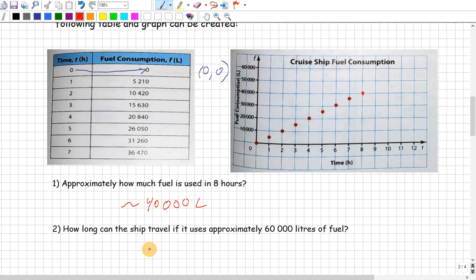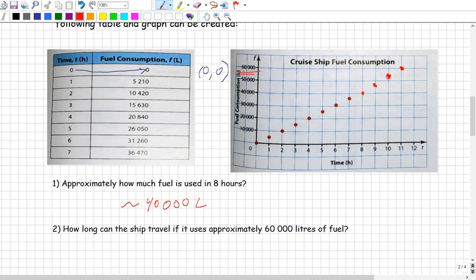Next question: how long can the ship travel if it uses approximately 60,000 liters of fuel? Well, let's continue putting dots here. 8 would be roughly there, 9 would be maybe about there, 10 would be just about there, and 11 might be up at the top there. So you can see this pattern develop, and you can see that for 60,000, which is way up here, that's the line we were looking for.